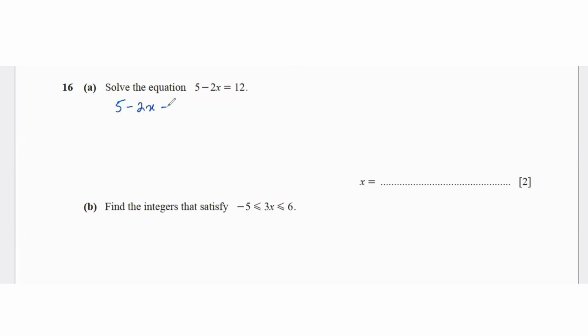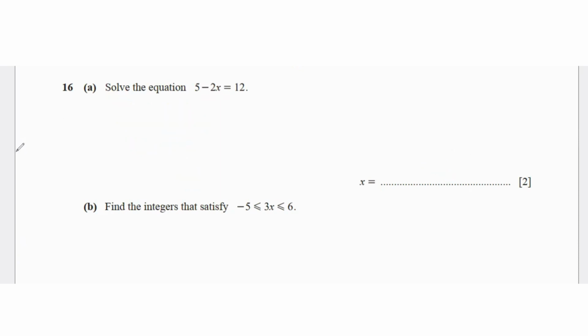Question 16 says solve the equation 5 minus 2x equals 12. So what we will do is collect the like terms on each side. I'm going to take the constant to the right hand side. So it's negative 2x equals 12 minus 5, which is going to give us 7. x equals 7 over negative 2, so negative 7 by 2.